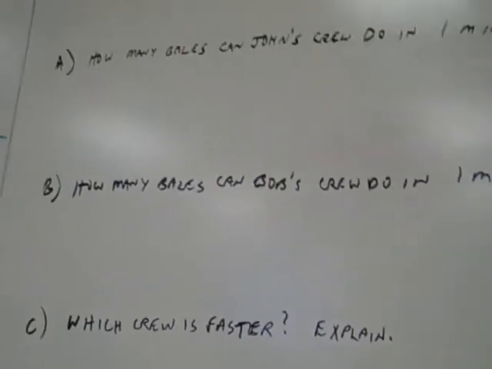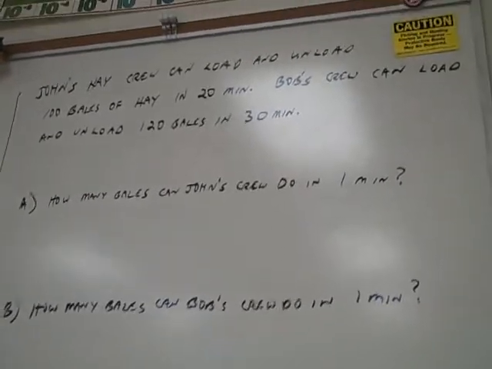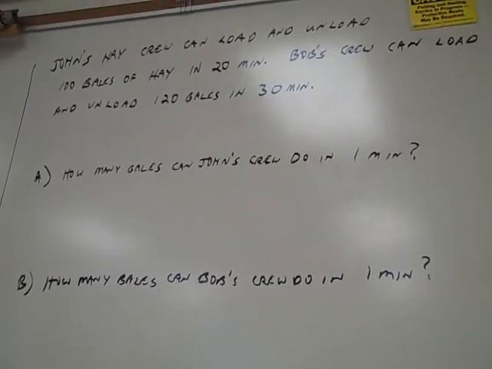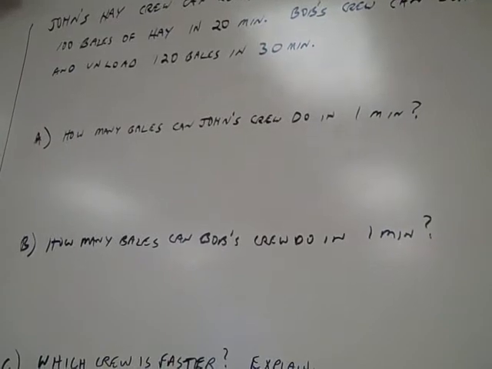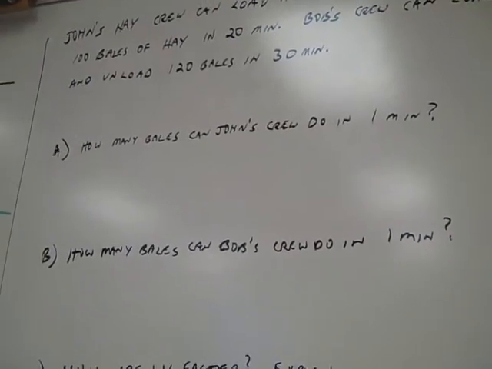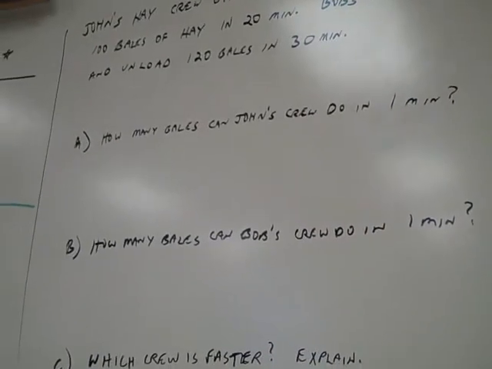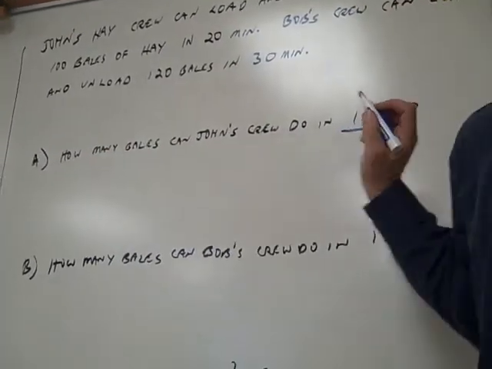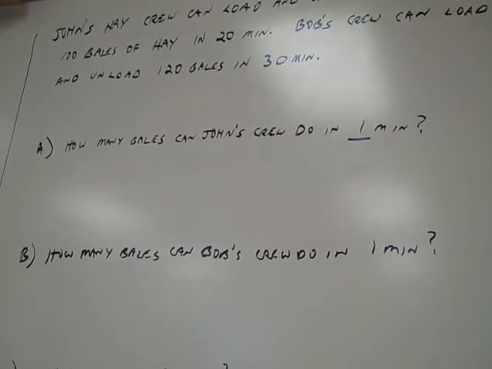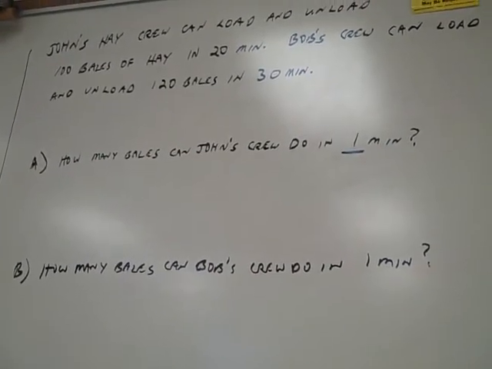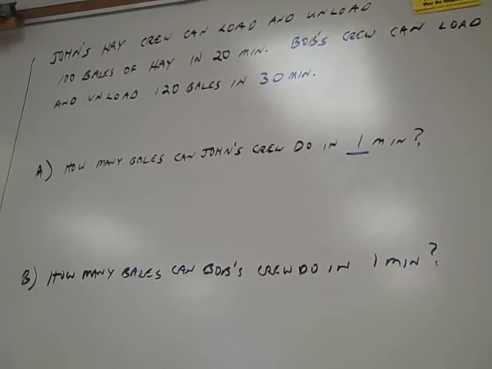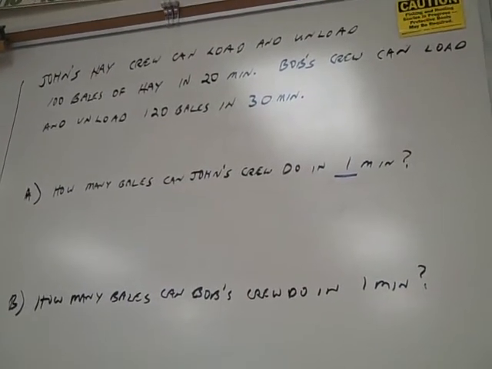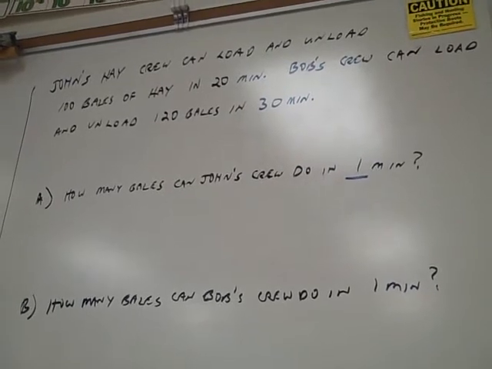There you go. This is just information. Here's where we come to the question. What does it say? How many bales can John's crew do in 1 minute? You see anything key in that? 1 minute. One. How many in one? What does it make us think? Unit rate. How many for one?